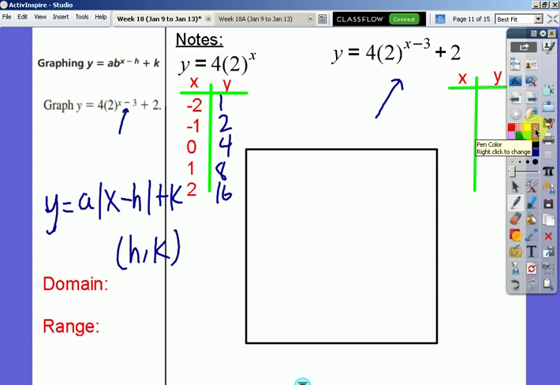Not the sign. This says you're moving what? Right 3. So what do you think you're going to do to all your x values? You're going to add 3, right? So you're going to add 3 each time. So what do you get here for your first x value? You're going to add 3 to -2, so you get what?